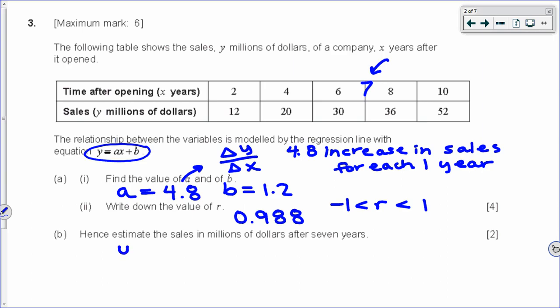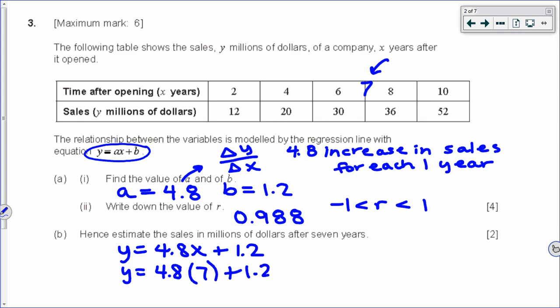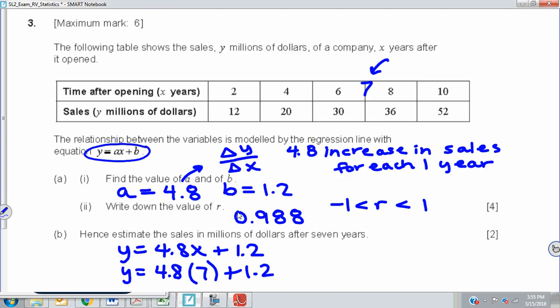And my equation is Y equals 4.8X plus 1.2. I'm getting that from part A. And then I'm simply substituting 7 for X. And I'll go to my calculator to evaluate it.